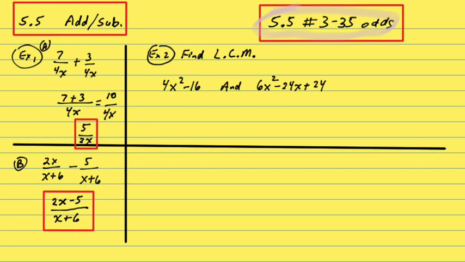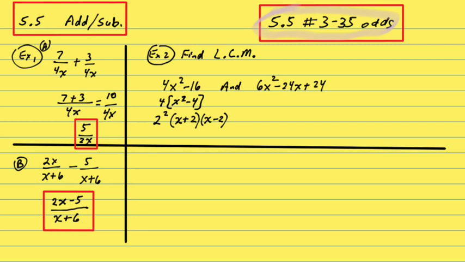We need to be able to factor. Can I take a 4 out of these? That would leave me with x squared minus 4, right? How does 4 factor? 2 squared. How does the x squared minus 4 factor? Well, it's a difference of squares: x plus 2 times x minus 2.